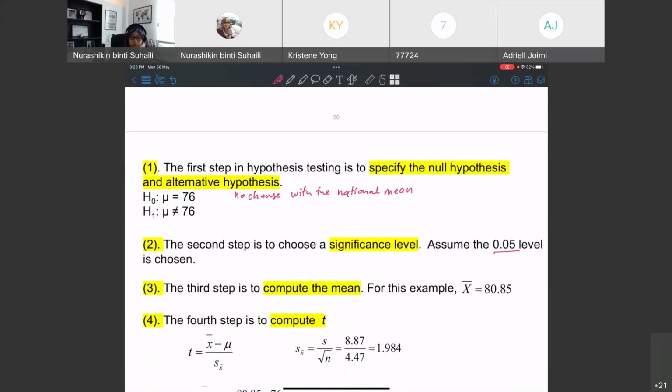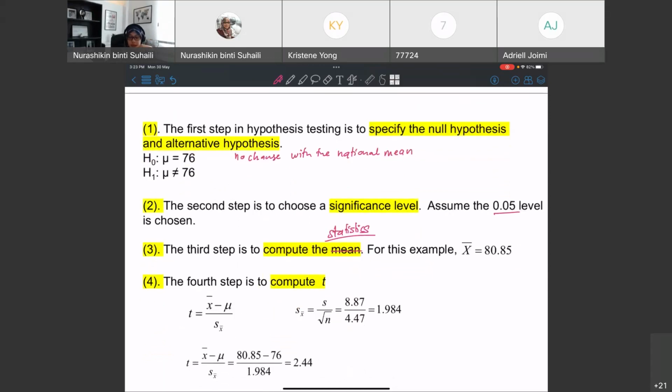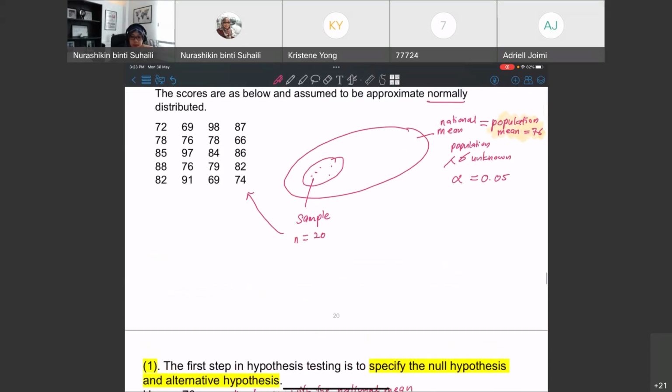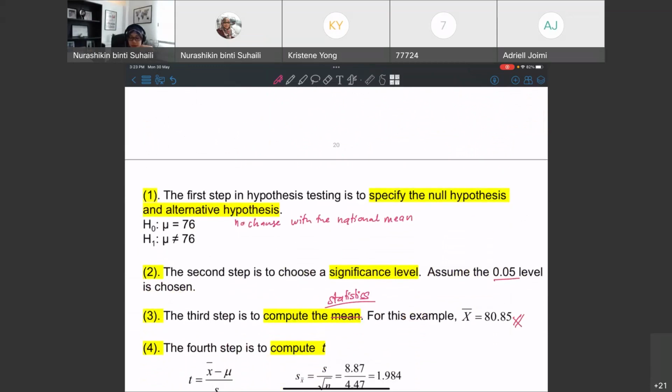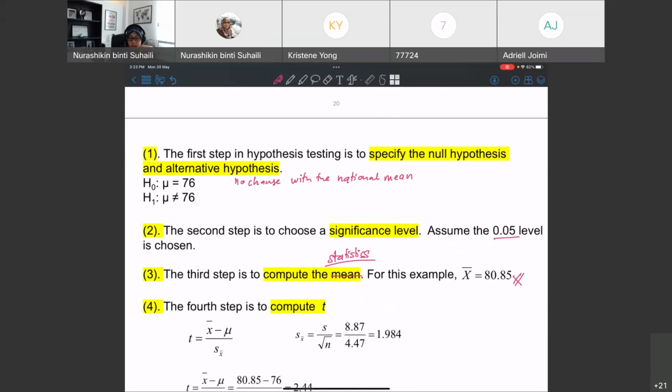The third step is to compute, not just the mean actually, but the statistics. When we say statistics, it covers a few things that you have to compute. One of them is the mean. And also you have to compute other things like the t, the s, and so on. So first is the mean. To calculate the mean of the sample, just add up and divide by 20. So 72 plus 69 plus 98 until 74, divide by 20, you get this mean. That's straightforward. But not just the mean, you also have to calculate this one, because the formula is this.